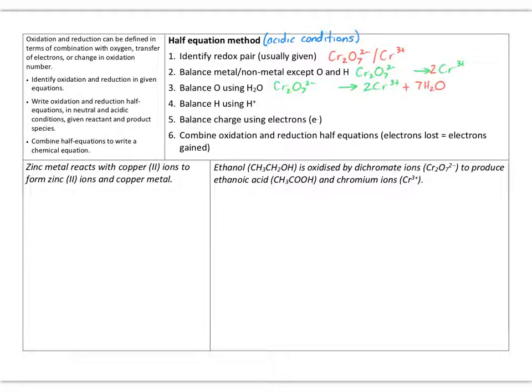Then we go to the next line. We're going to balance out the hydrogen using hydrogen ions, and that's where the acidic conditions come in to provide the hydrogen ions. So now we have the dichromate going to form the 2 chromium ions plus 7H2O, and you can see here we've got 14 hydrogens on this side, none on this side. So to balance out the hydrogen, we need to have 14H+ there. So now the hydrogen is balanced.